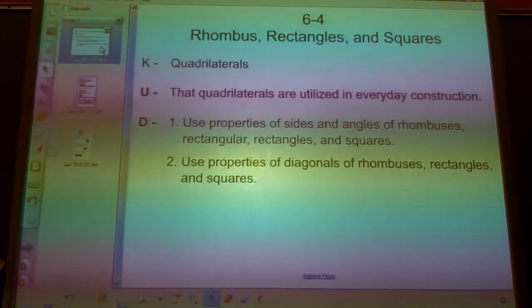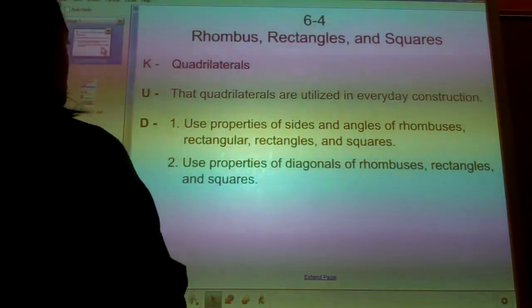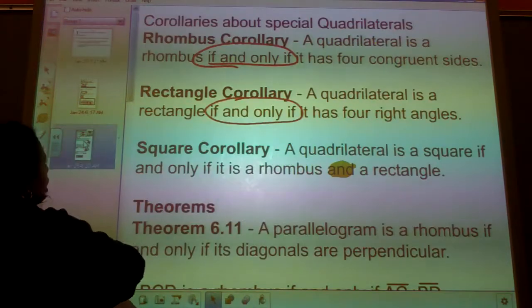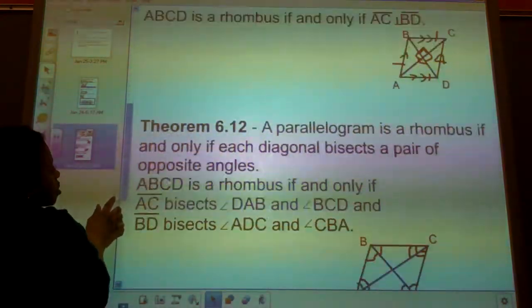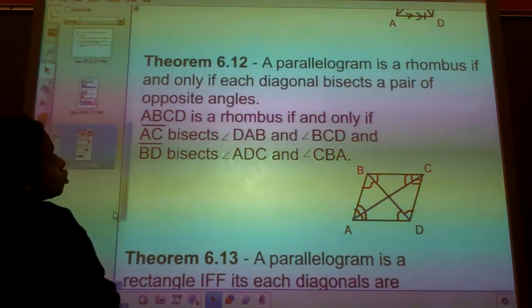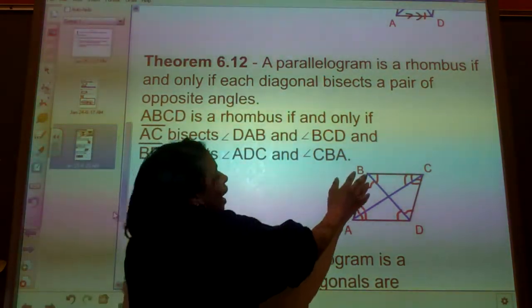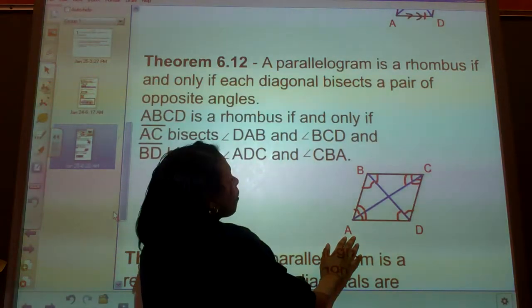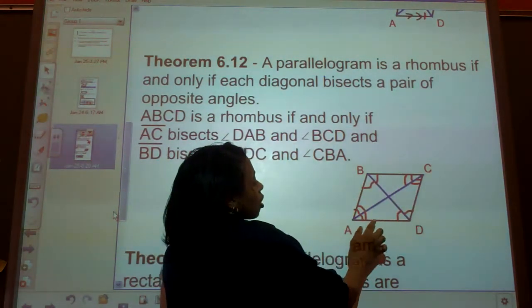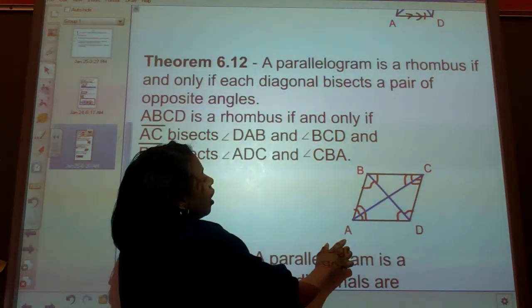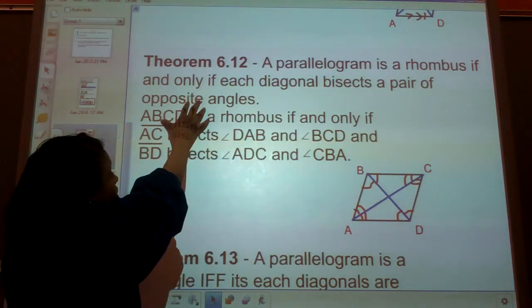This is 6-4 part 2 for rhombus, rectangles, and squares. And we left off on theorem 6-12, which deals with parallelograms and our rhombuses. And we're talking about their diagonals on this rhombus. Remember, rhombuses, their segments are congruent. Okay? And now we're talking about this theorem 6-12.